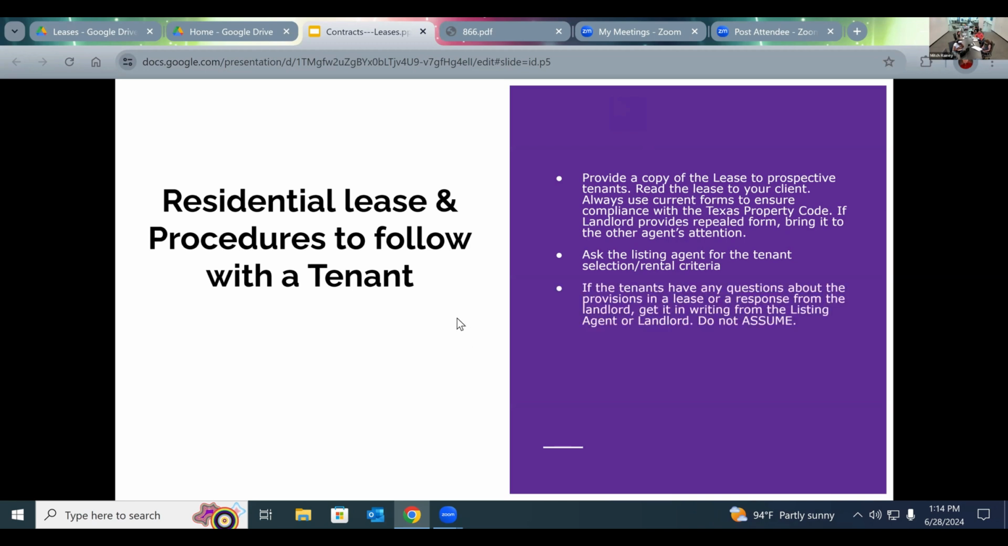If tenants have any questions about the provisions in the lease or a response from a landlord, get it in writing from the listing agent or landlord. Do not assume anything. Make sure that the proper disclosures are provided if the home was built before 1978. It's a Texas Realtors form. There are 2 different lead-based paint disclosures. One's strictly for sale and one's for leases. The one for sale has 4 paragraphs, the one for lease only has 3.